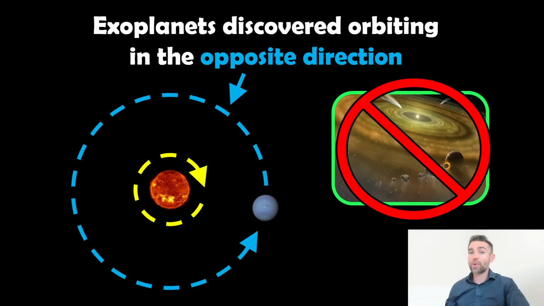Now at the end of the video, I'm going to introduce a couple of mechanisms that can put a planet on those sorts of orbits, and not all of those relate to a planet not forming with the star. They can form with a star and then end up on a retrograde orbit, but it takes some time and some significant energy to flip it around basically.